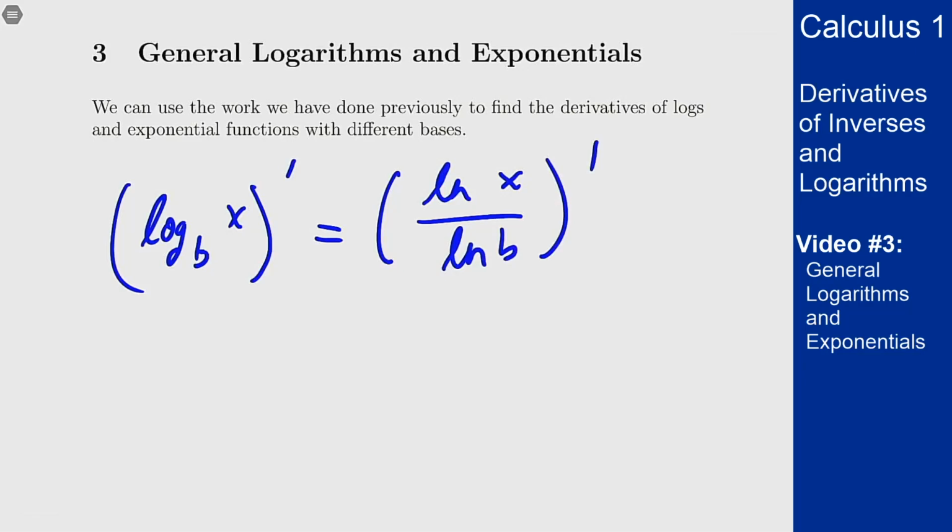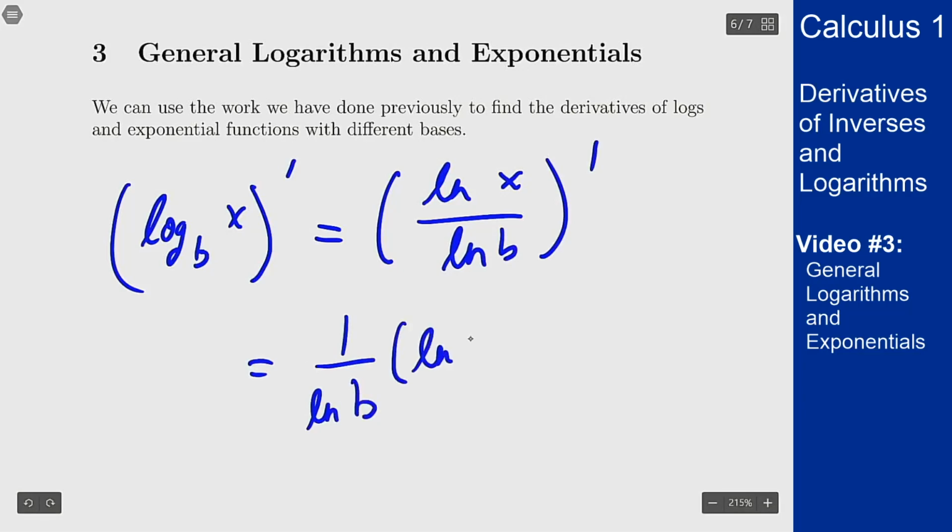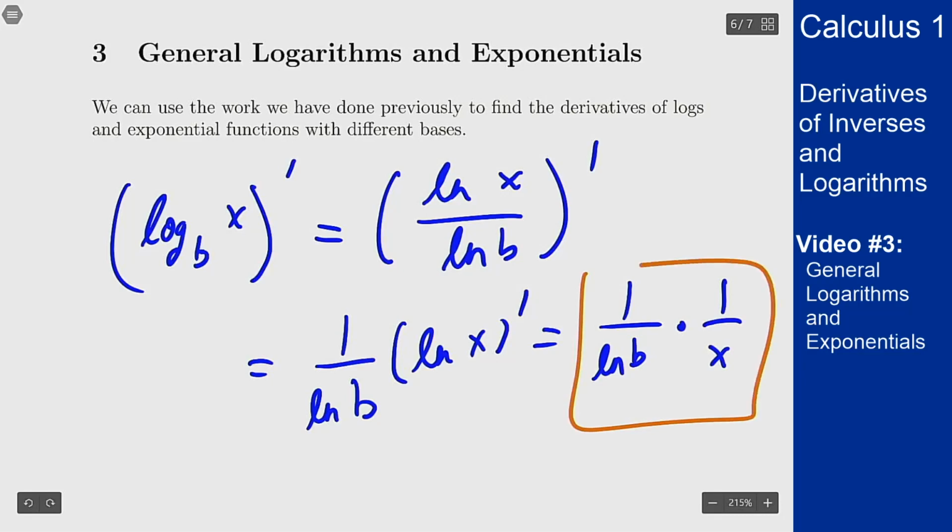Well, log of b is a constant, so that can come out front, 1 over natural log of b. And then I have just the derivative of natural log, that's just 1 over x. So I get 1 over log of b times 1 over x. For that derivative, there is rule 1 that we get.